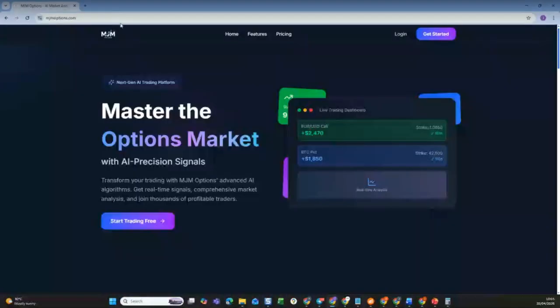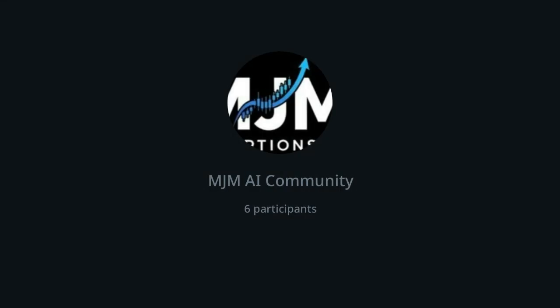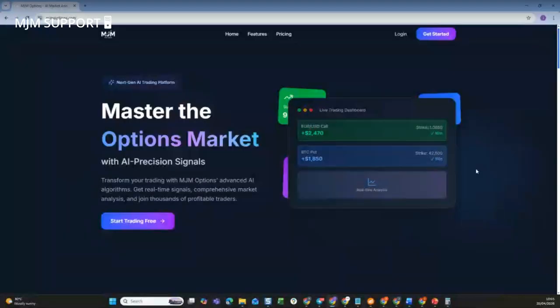For those of us who are new here, you are welcome to the MJM AI community. This is where we use our AI to make money from the financial markets. This is MJMoptions.com, where the AI is. It's on the website. Make sure that you are registered here to get access to this AI. I click start trading because I'm already connected.